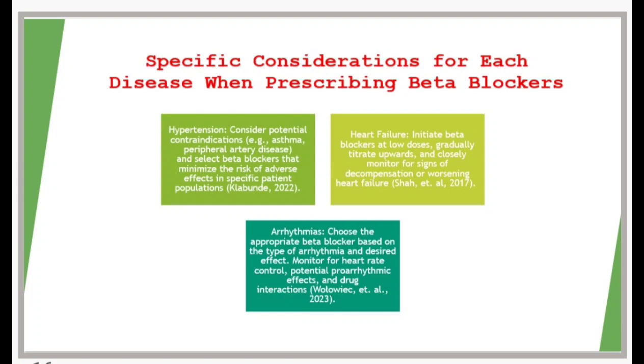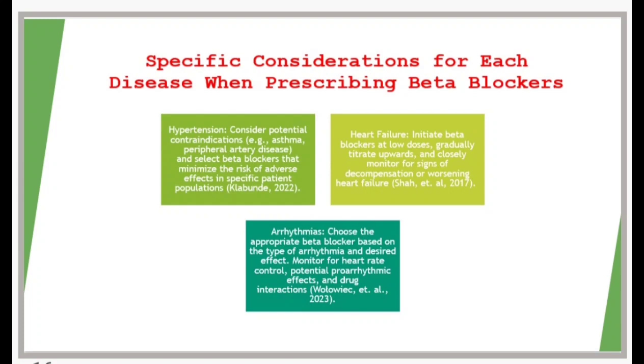Specific considerations for each disease when prescribing beta blockers. In hypertension, consider potential contraindications, for example asthma or peripheral artery disease, and select beta blockers that minimize the risk of adverse effects in specific patient populations. Monitor for signs of therapy intolerance or worsening symptoms.